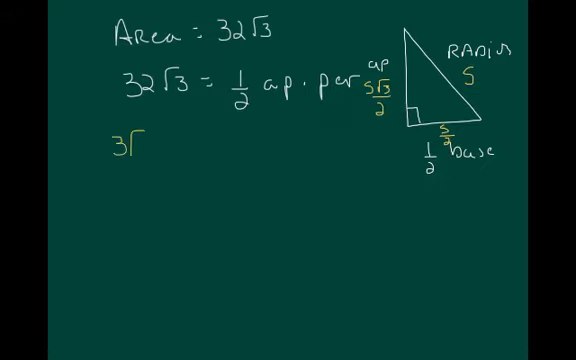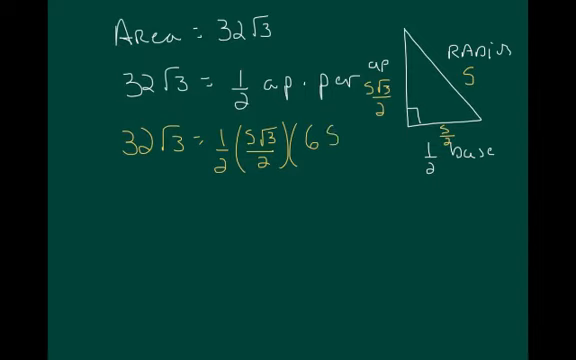32 root 3 equal to this formula, but now I'm substituting my values for the apothem so that my apothem and perimeter are all in terms of one variable, the side. And then for perimeter, I'll put in 6 times S. Alright, let's try and clean this up a bit. Okay, it's not a lot prettier, but 32 root 3 equals 6s squared root 3 over 4.